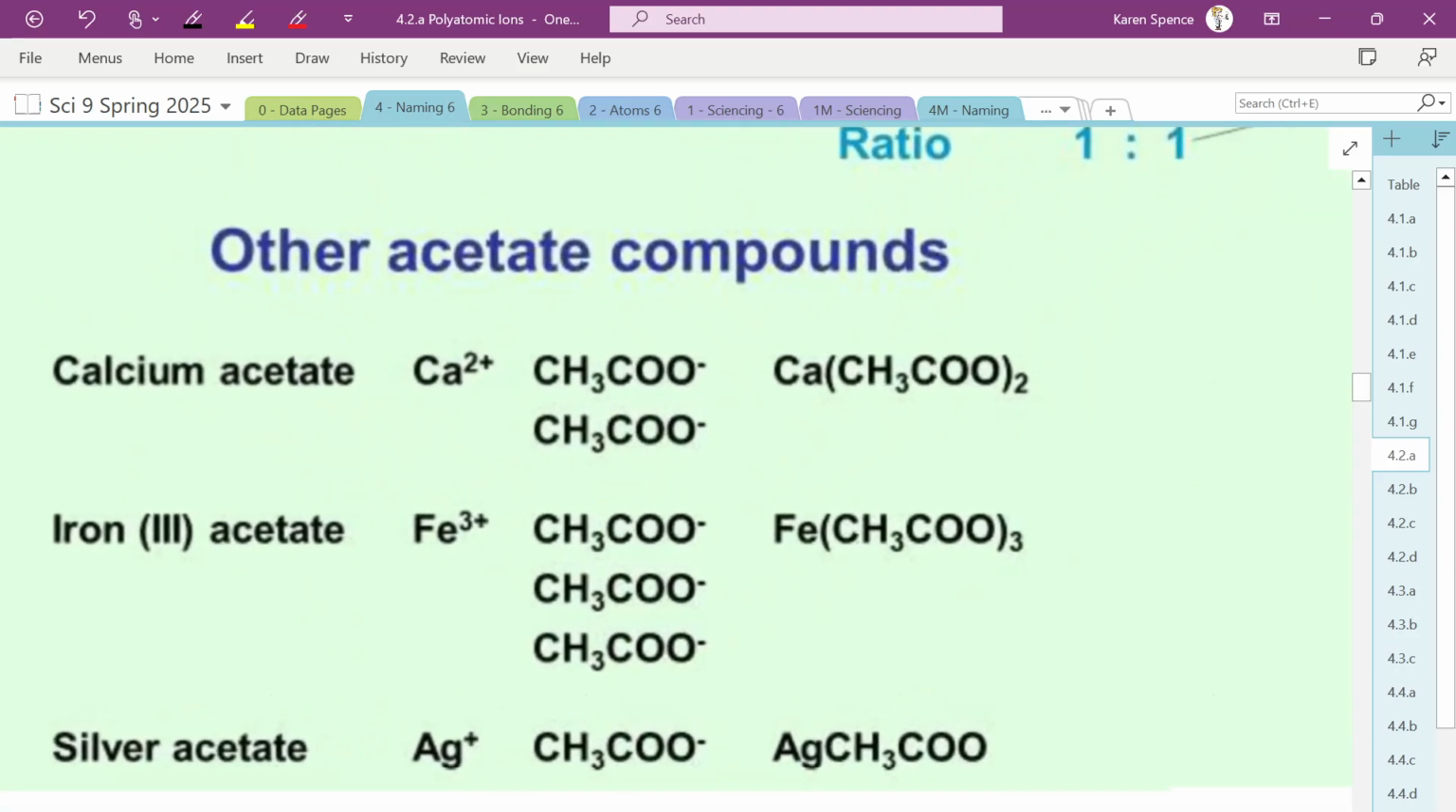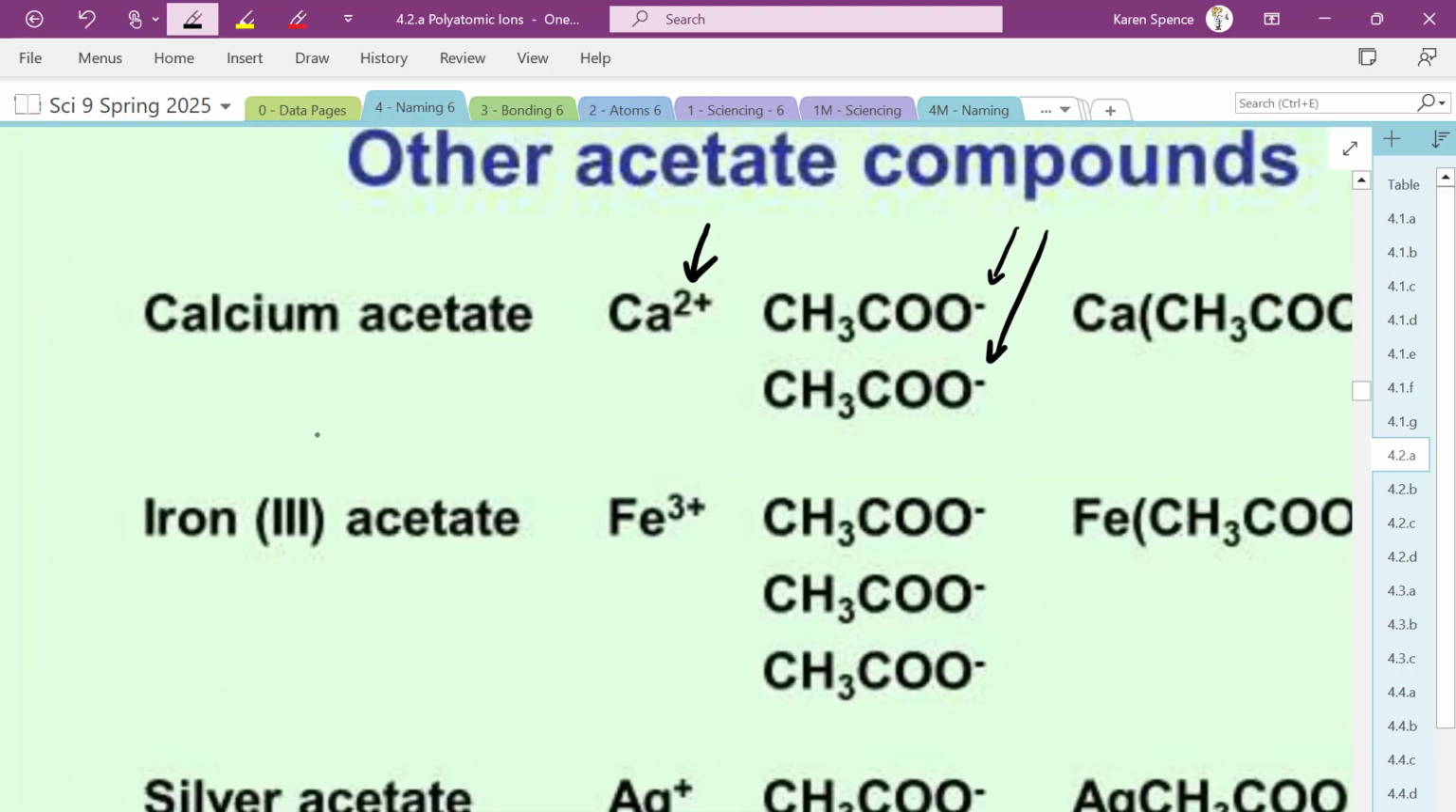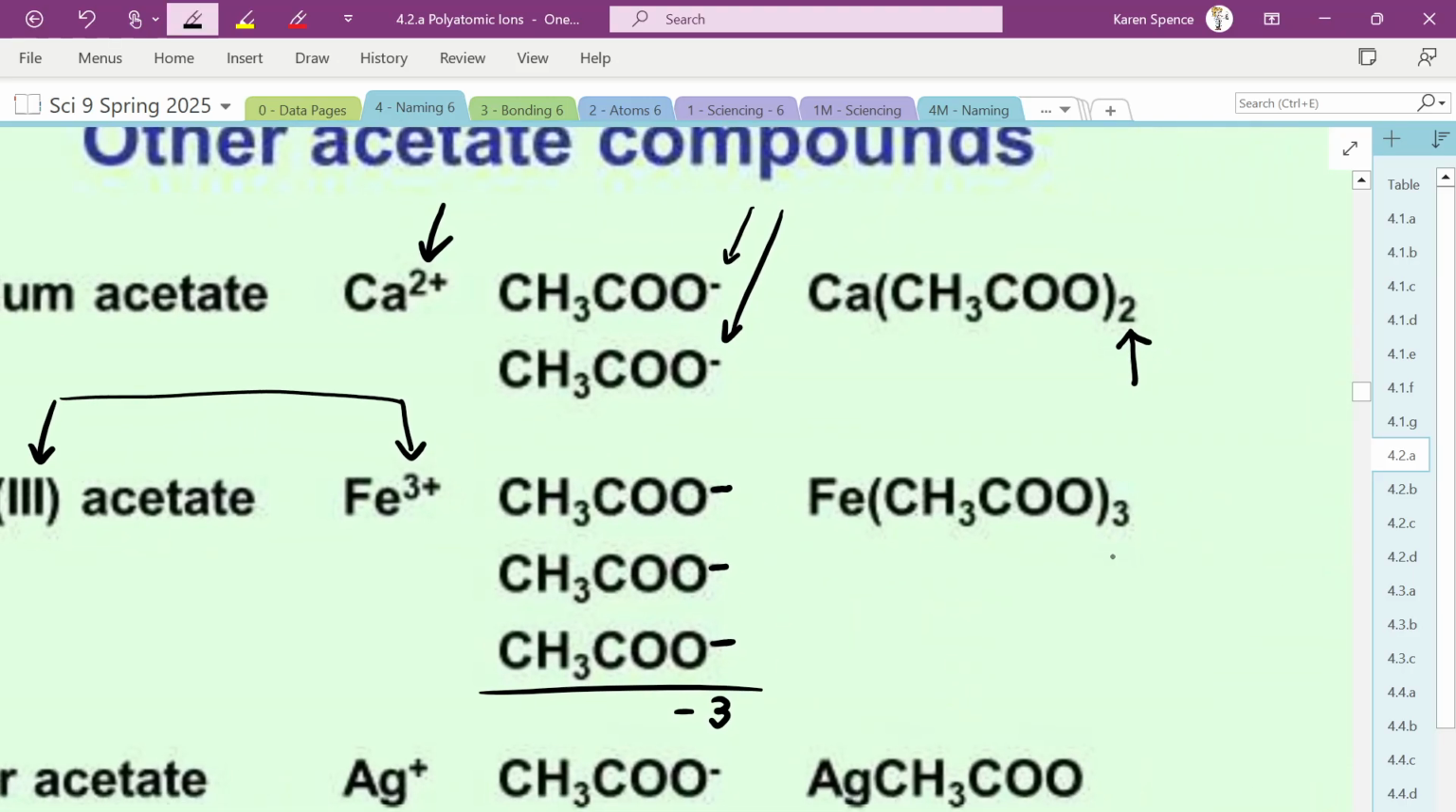Some other acetate compounds, we have calcium acetate, and in this case, you'll notice because Ca is 2+, we need 2 of the acetates, and that 2 goes on the outside of the brackets. We have iron 3, and remember that 3 means that the charge is 3, not that there's 3 irons. So we have Fe3+, which means we need -1 and -1 and -1 to equal up to -3 to give us a neutral compound. And so we have a 3 on the outside.